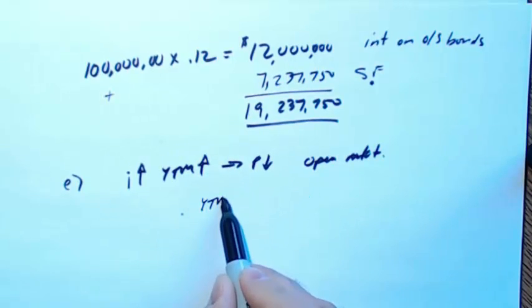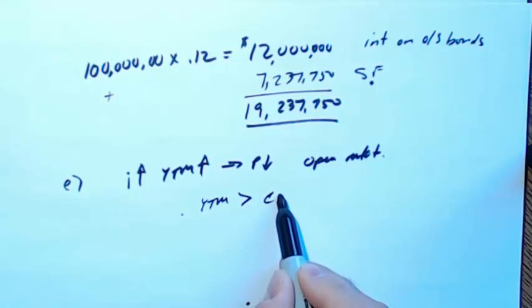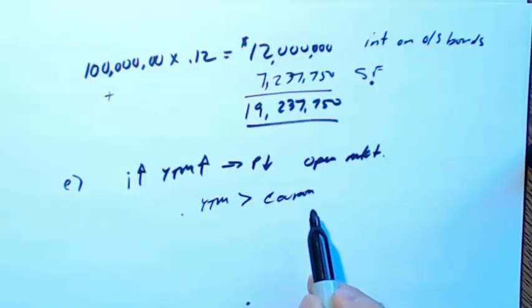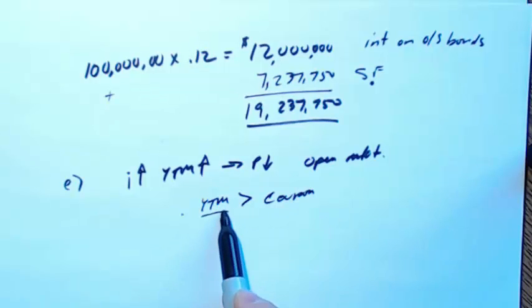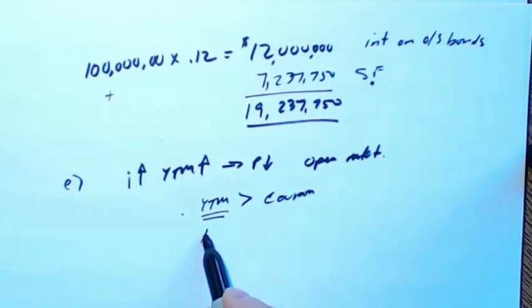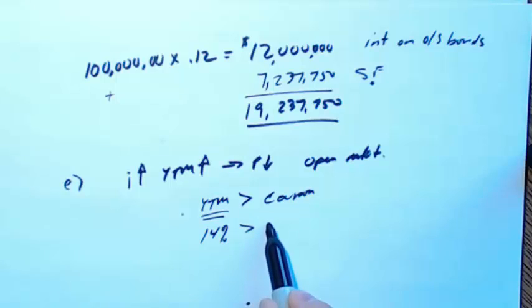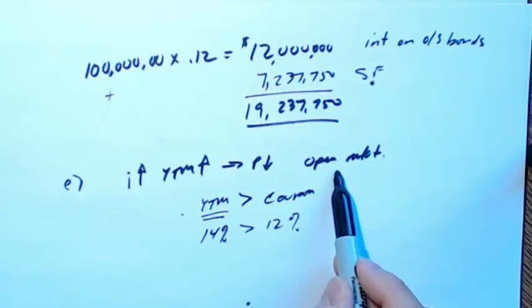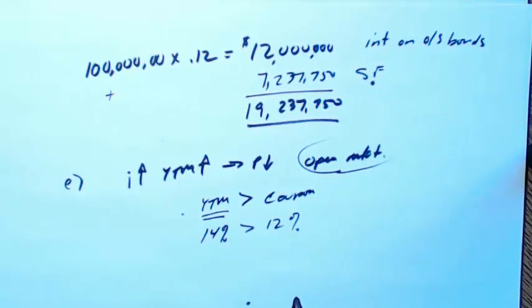So if the yield to maturity is greater than the coupon, right, then the market says, look, the market wants this yield to maturity. And let's say the yield, just take a number, is 14%. The market wants 14%. That's greater than the 12% coupon. These bonds are not attractive, so these bonds will be selling at a discount. So you buy them in the open market at a discount.